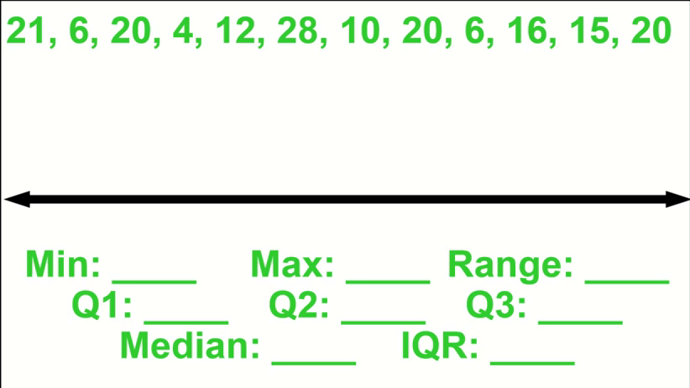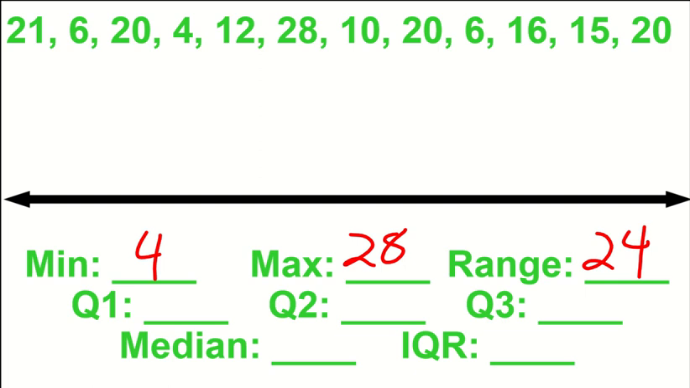All right, who can tell me the minimum? 4 is our minimum. All right, when you list them, 4 would be the lowest. Maximum. Dulce. 28 is correct. Range. Brian. 24. That's maximum minus minimum. All right, now the maybe trickier. Q1.